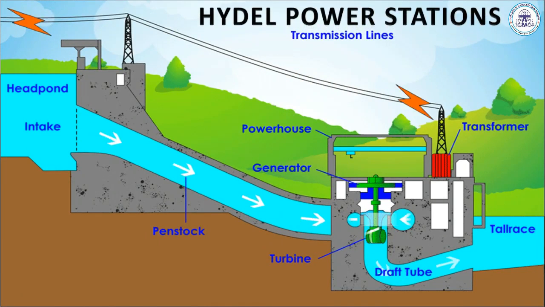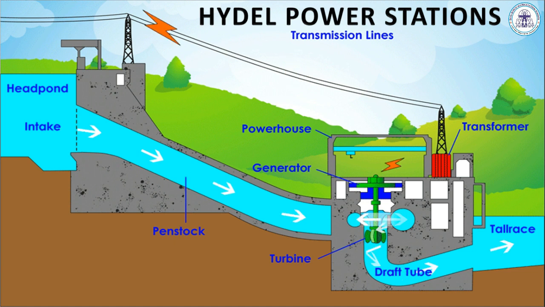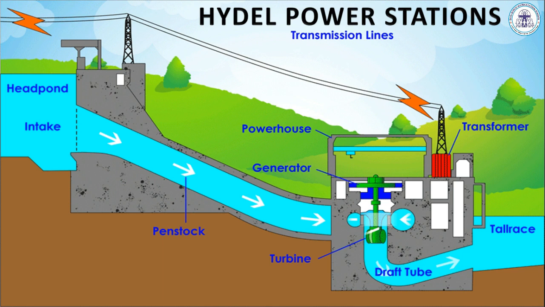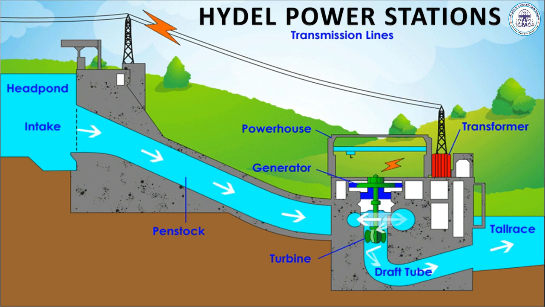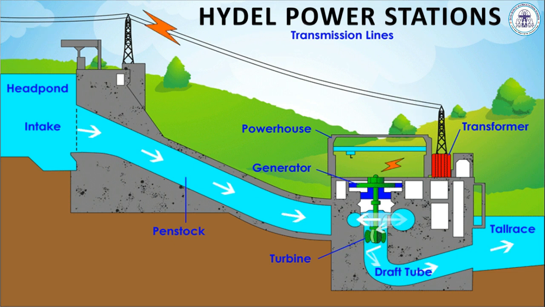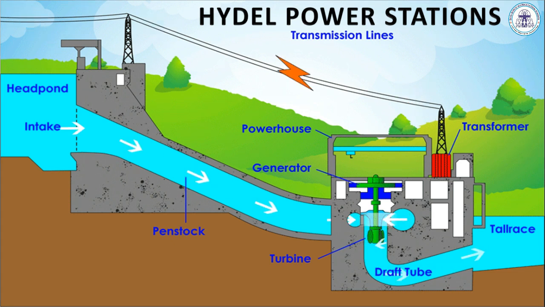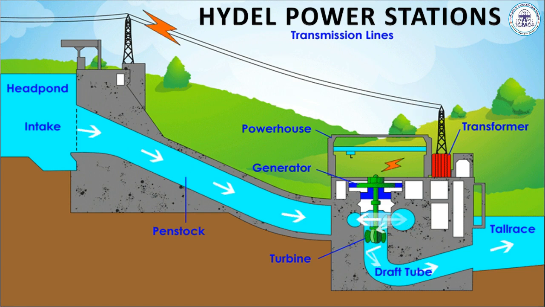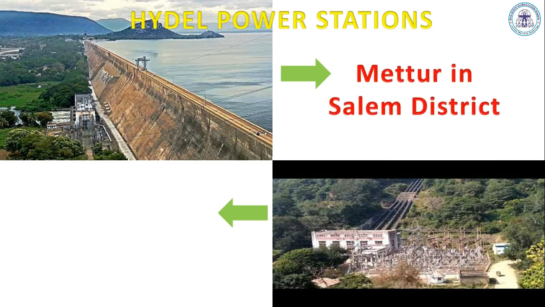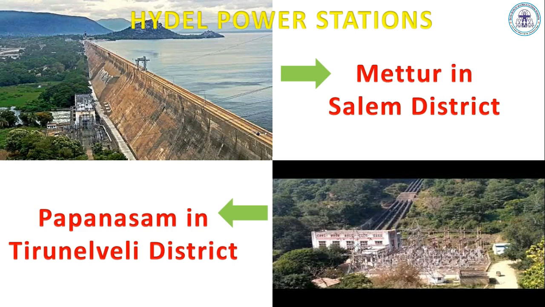Hydel power stations. In hydel power stations, the turbine is made to rotate by the flow of water from dams to produce electricity. Here, kinetic energy is converted into electrical energy. Hydel stations have long economic lives and low operating cost. The major hydel power stations in Tamil Nadu are Mettur in Salem district and Papanasam in Tirunelveli district.